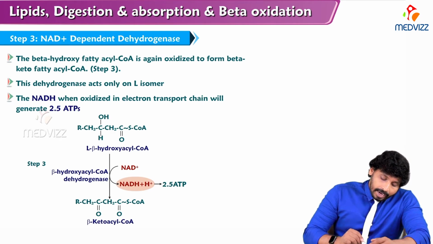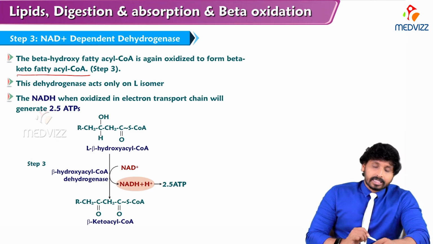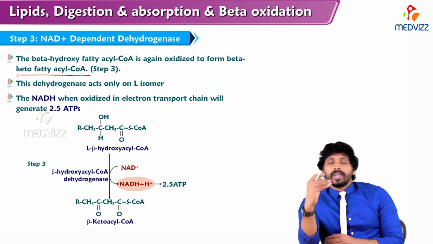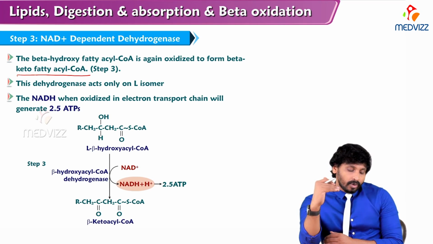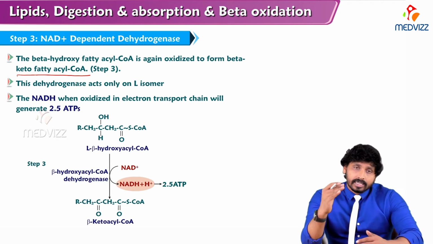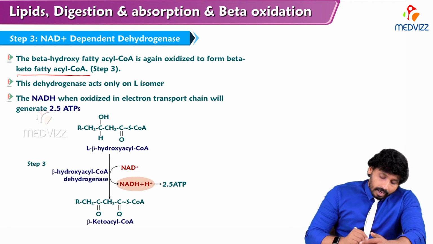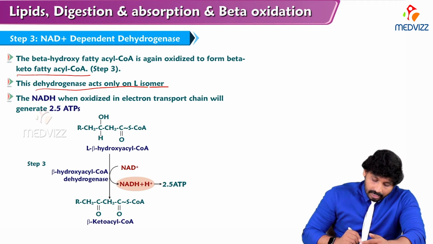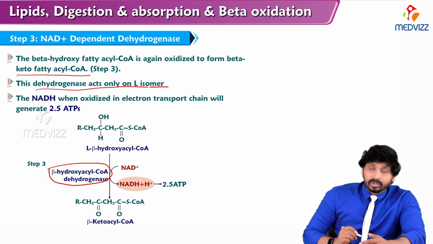Okay, so the beta-hydroxy fatty acyl-CoA is again oxidized to form beta-keto fatty acyl-CoA. So first is fatty acyl-CoA to form enoyl-CoA, enoyl-CoA to hydroxyacyl-CoA, and hydroxy to ketoacyl-CoA. Hydroxy is converting into keto form, right? And this dehydrogenase acts only on the L isomer. Here the enzyme is beta-hydroxyacyl-CoA dehydrogenase.